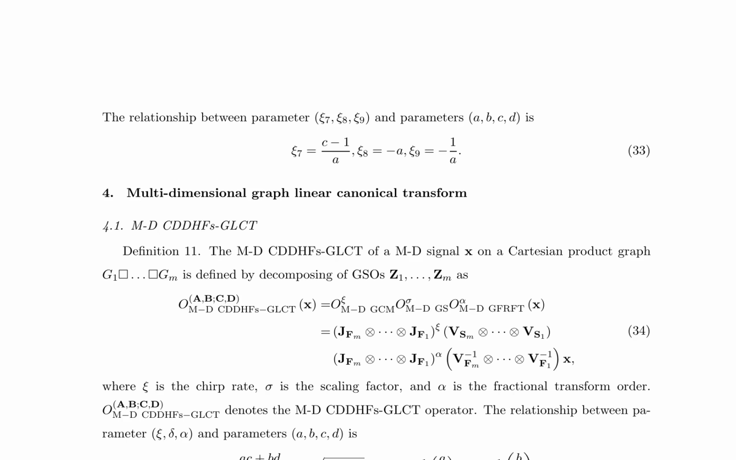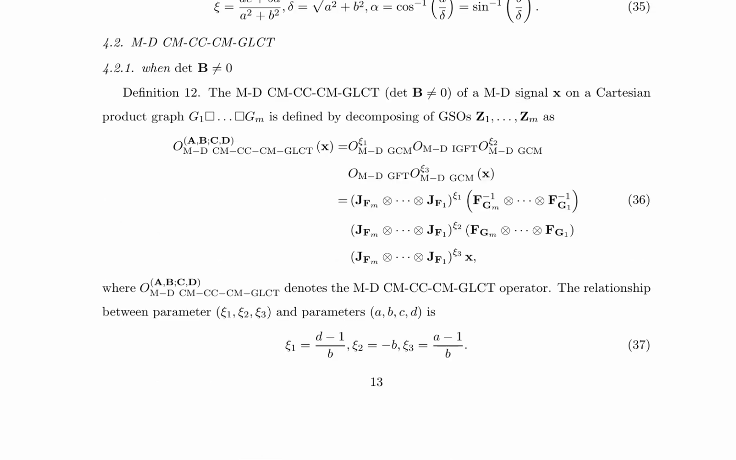The multidimensional signal processing context is explored through the relationship between various parameters, starting with the definition of the multidimensional graph linear canonical transform, M-D GLCT, and its parameters A, B, C, D. This is followed by the definition of the M-D CM-CC-CM-GLCT and its parameters. Equations detail transformations and relationships between these parameters, highlighting the significance of chirp rate, scaling factor, and fractional transform order in the M-D GLCT.